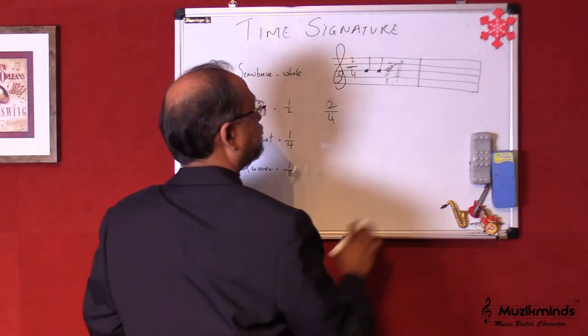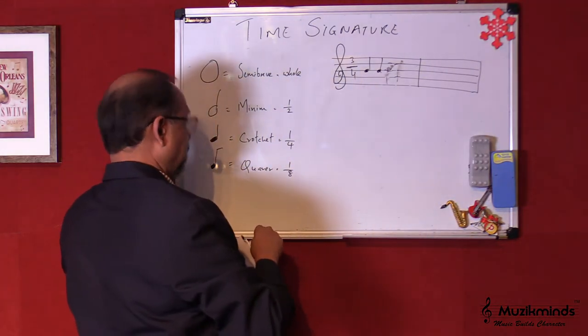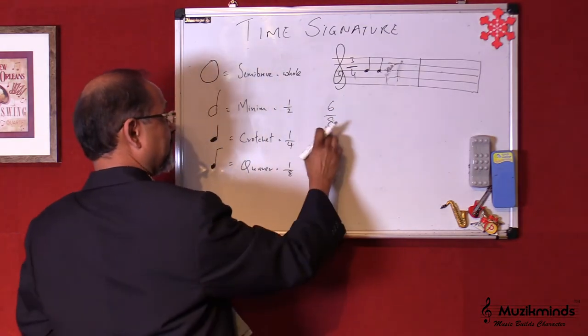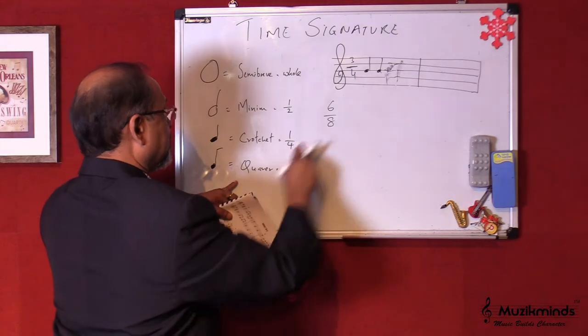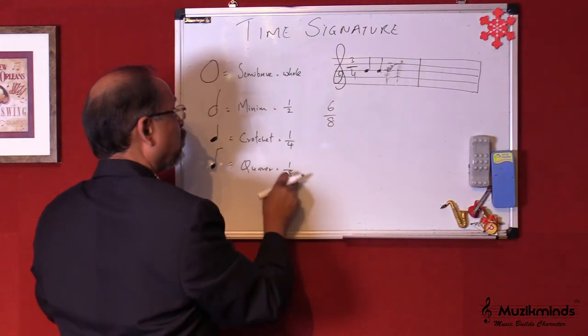Now, let's say we have a timing of 6/8. Now, if it is 6/8, it means it's an eighth note, an eighth beat. So it means there are six quavers in one bar.